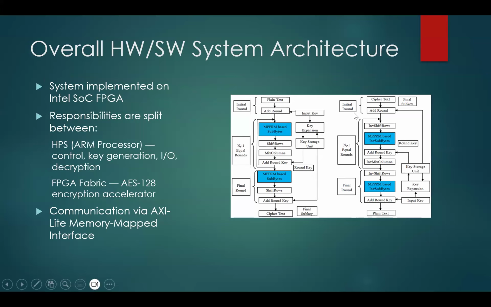Over here, we are going to look at the hardware-software system architecture. This is implemented on the DE1-SoC board. As you can see here, it has RAM-based subsystems, which have shift rows, mix columns, and add round key. With this architecture, we pass an encryption key, and then we take out a decrypting key.